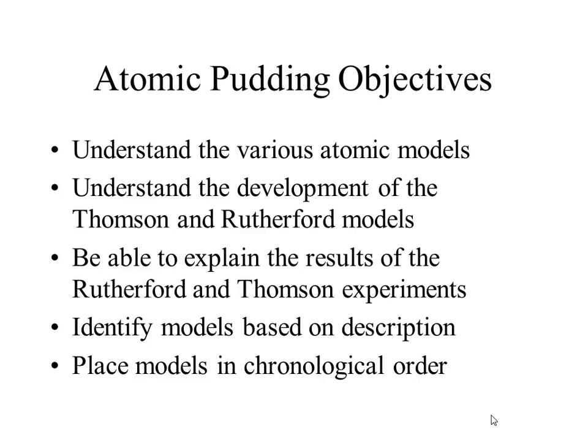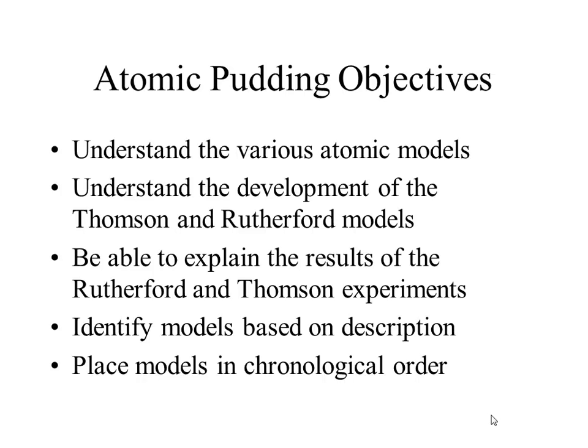So we should also understand specifically the development of the Thomson and Rutherford models, the plum pudding model, and the nuclear model. We should be able to explain the results of those experiments and figure out how we came to the big advancements in those and how we know that. We should also be able to identify the models based on their descriptions, and we should be able to place them in order of time, or chronological order. So those are objectives. That's what we want to get out of this.